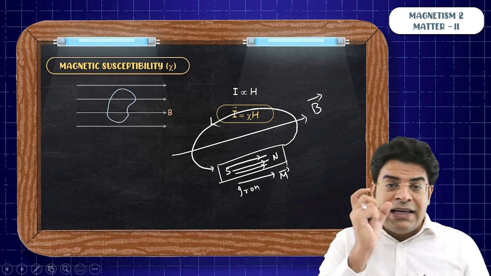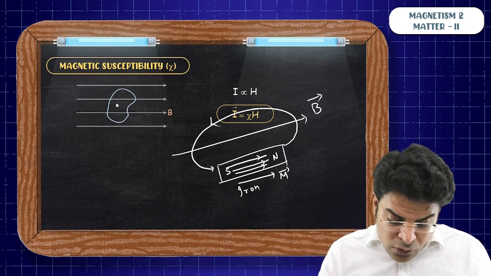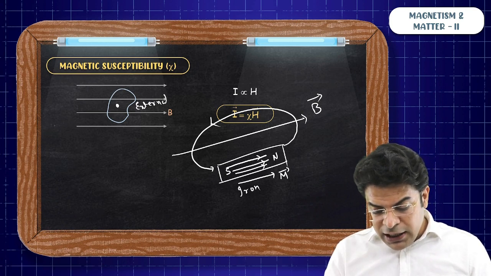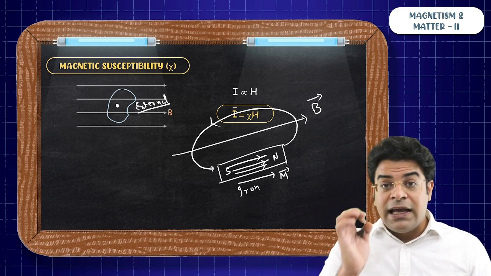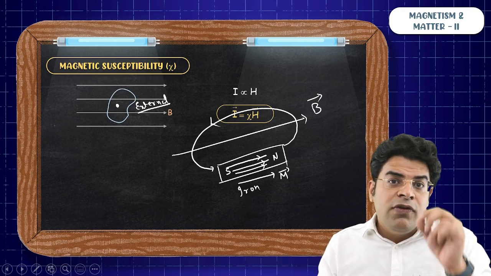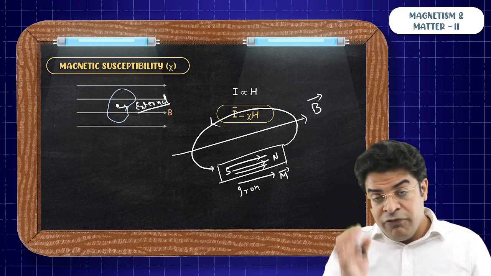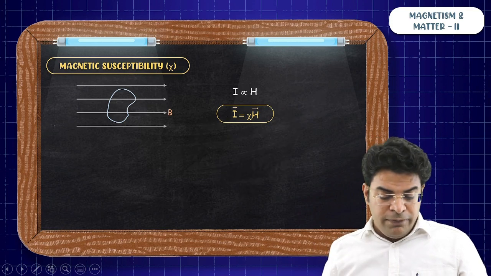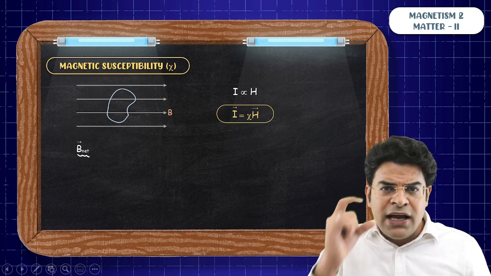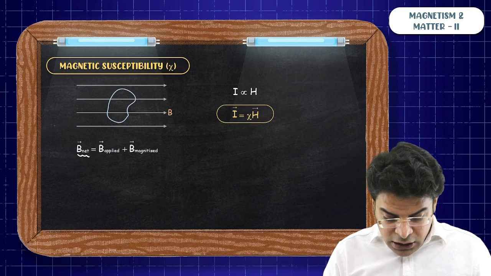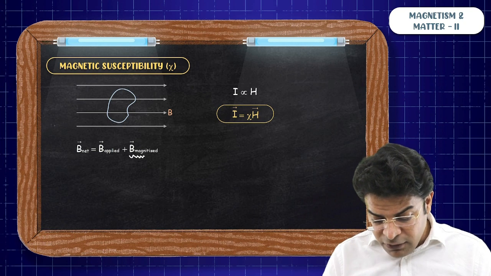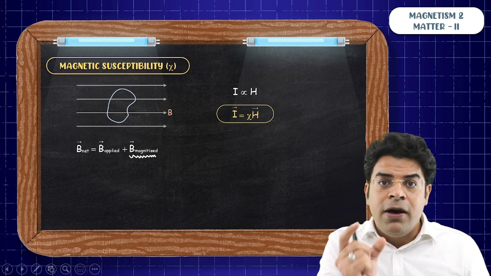So within this magnetized substance, now there will be two types of magnetic field. One due to the external field, another due to the magnetization of the substance. Since this material has now developed a magnetic moment, it will also produce a magnetic field within itself in the direction of its magnetic moment. And you can say that now the net magnetic field inside the substance, once placed in an external magnetic field, will be equal to the applied magnetic field, which is the external magnetic field, plus the magnetic field due to the magnetic moment developed in this substance.